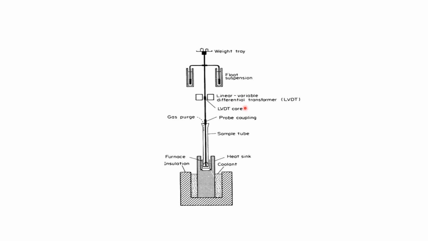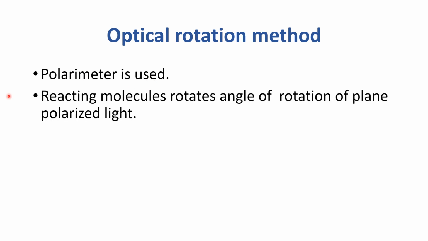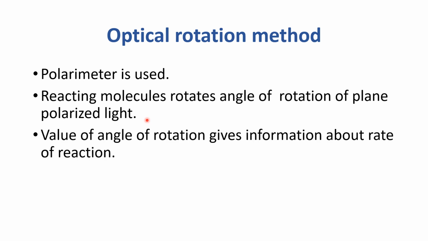This is a diagram showing a dilatometer जिसके ज़रिए हम dilatometric procedure proceed करते हैं. Here is another method called the optical rotation method. In this we use a polarimeter. Reacting molecules rotate the angle of rotation of plane polarized light. Value of angle of rotation gives information about rate of reaction.